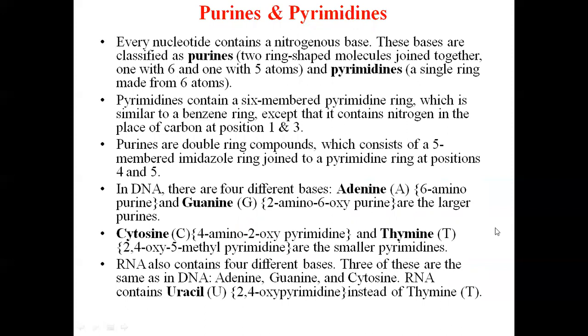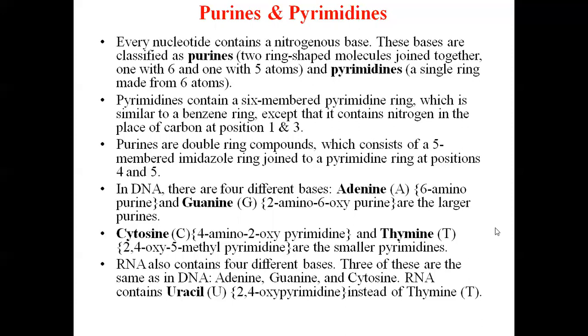So let us see the bases one by one. First, bases are of two types, purines and pyrimidines. Pyrimidines contain a six-membered pyrimidine ring, which is similar to a benzene ring, except that it contains nitrogen in the place of carbon at positions 1 and 3. Purines are double ring compounds, which consist of a five-membered imidazole ring joined to a pyrimidine ring at positions 4 and 5.